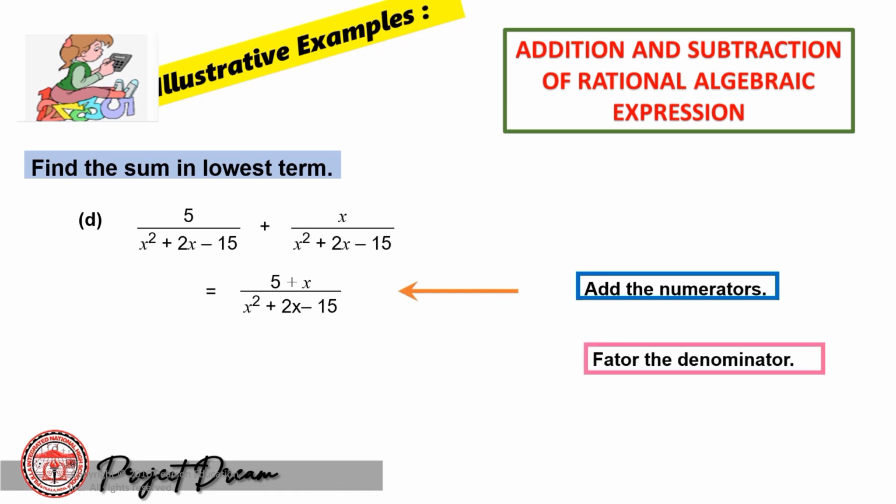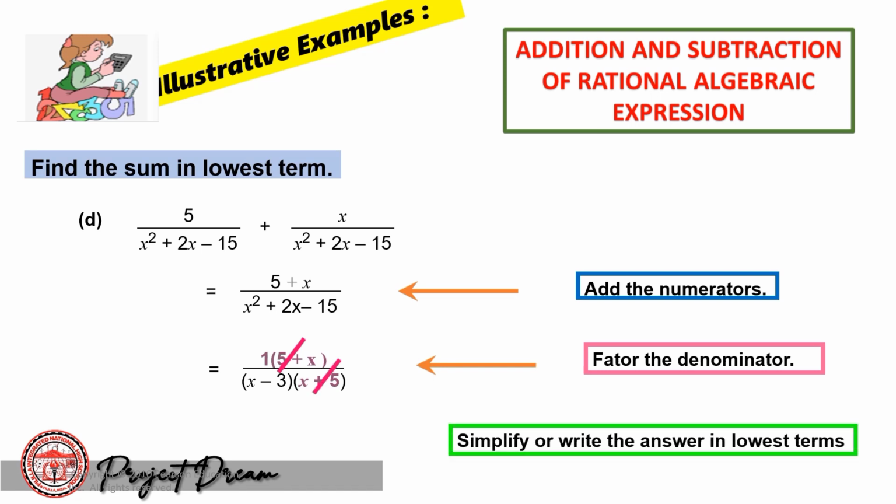Factor the denominator. Factoring the denominator, we have x minus 3 times the quantity of x plus 5. Simplifying further, by cancellation, we have 1 over x minus 3.